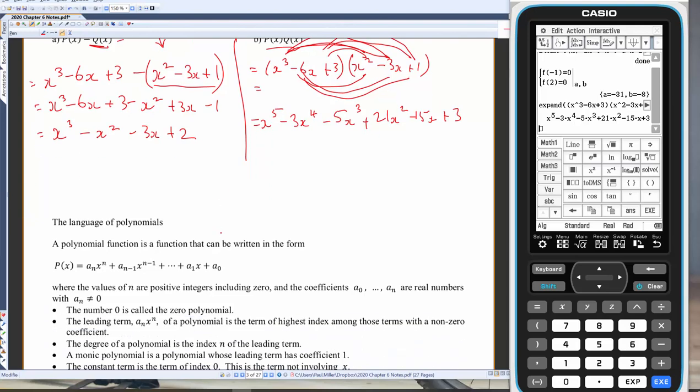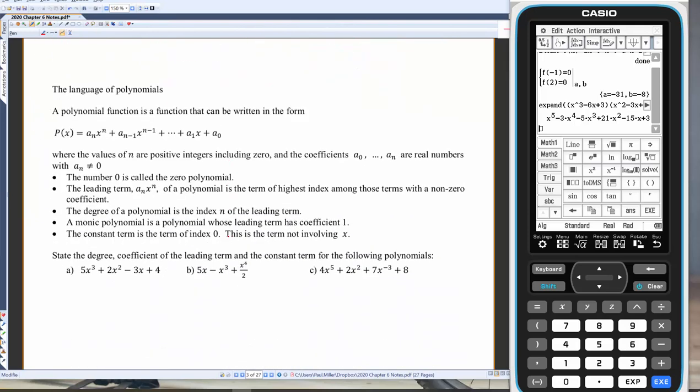Okay, so we've talked a little bit about the language of polynomials already. So it can be written in this form here. I think students find that really quite intimidating. But what I'm going to do is just go to a couple of rules. So the number 0 is called the zero polynomial. Now, why is that important? Might come back to that later. The leading term, a_n x^n, of a polynomial is the term of the highest index among those terms with non-zero coefficient. So what it's saying is the leading term is going to be of the highest power.